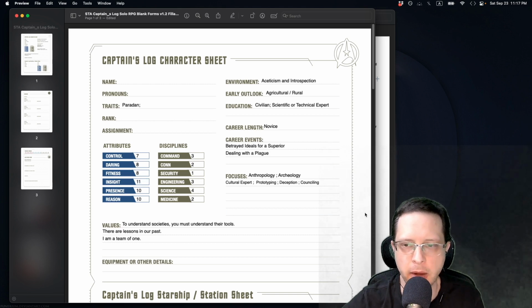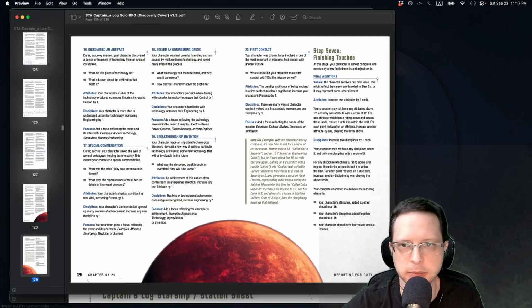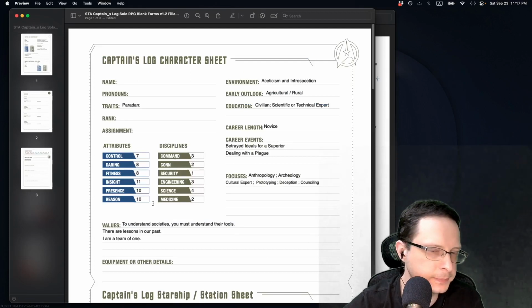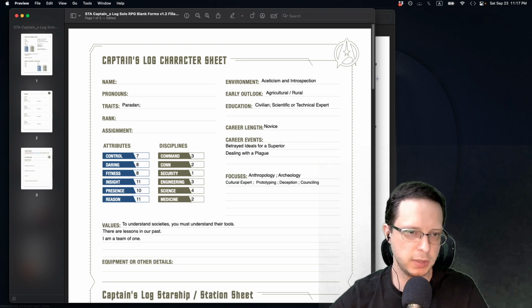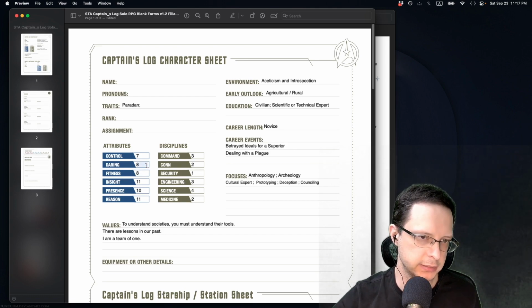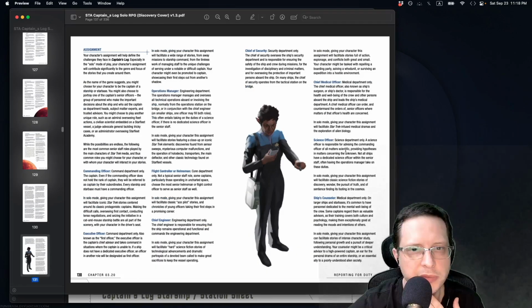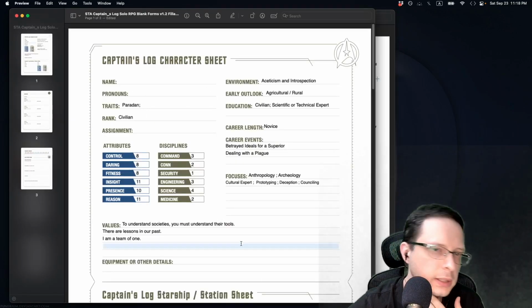And then our attributes, let's increase our reason to 11 and increase our control. All right, we need to give a final value.